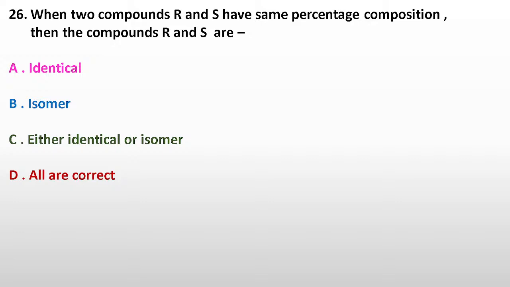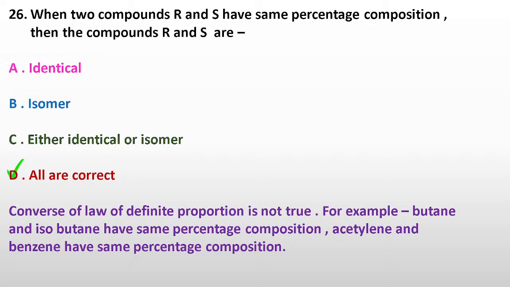And the correct answer for this question is D. All are correct. See, the converse of the law of definite proportion is not true. For example, butane and isobutane have the same percentage composition. Acetylene and benzene have the same percentage composition.